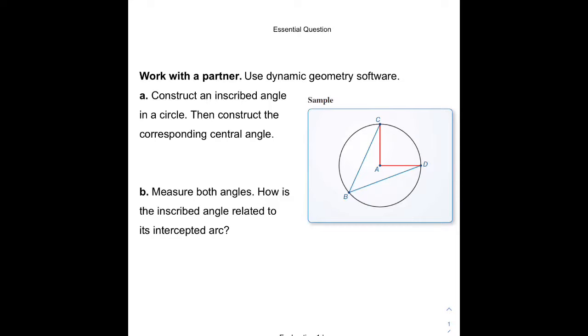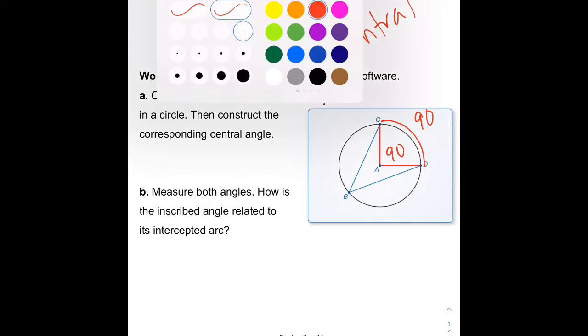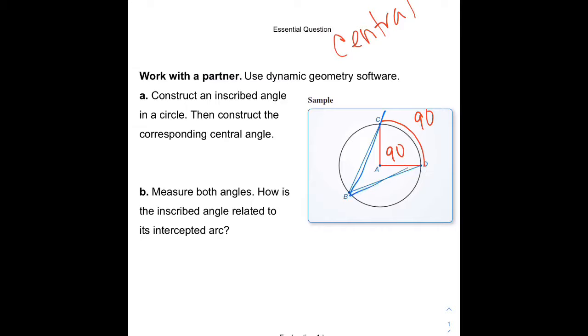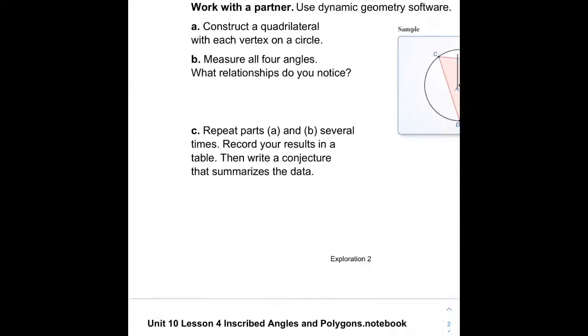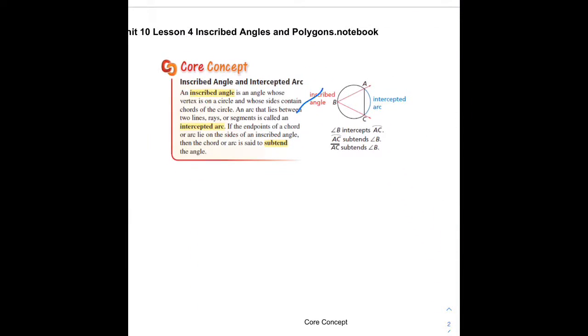Right here, the red ink is the central angle. So if its measurement is 90, that means the arc it intercepts is also 90. But an inscribed angle is an angle where the vertex is on the circle. And when that occurs, that angle is going to be half of the arc, so that's going to make that 45. So that's what this says.